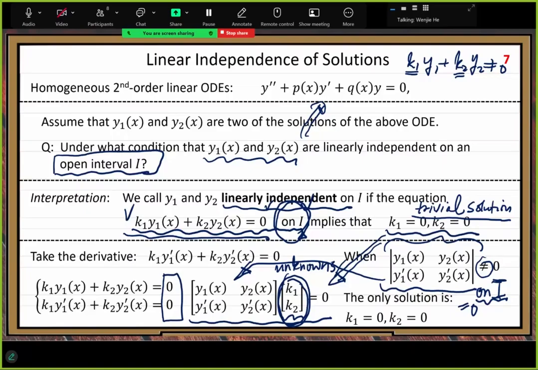Actually, yeah, so I will explain. The determinant equals 0 at one point in I. Yeah, I will discuss this later.